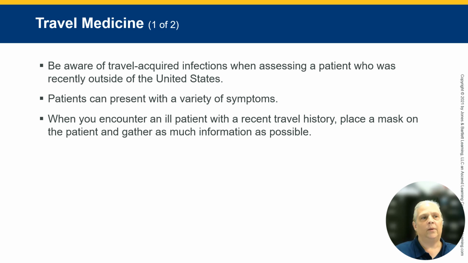So when we have people traveling, there's infections that they can develop from other countries, okay? When they've recently traveled, you want to find out where did they go, when did they go, is anybody else in their party sick? You want to know what type of symptoms they have. Do they have fever, cough, vomiting, bloody diarrhea, body aches, rashes? If they've been traveling recently and they're ill, go ahead and put a mask on them and a mask on yourself. Get as much information as you can so that you can give it to the hospital.